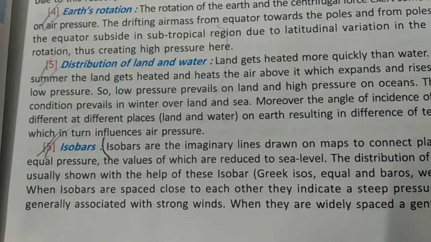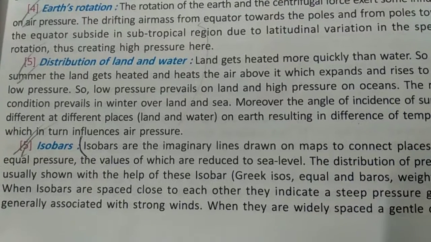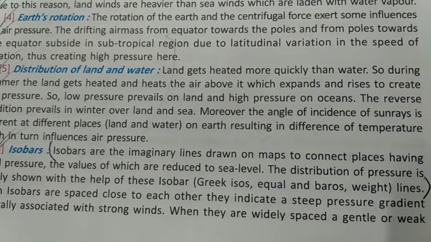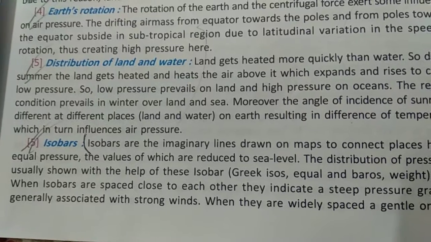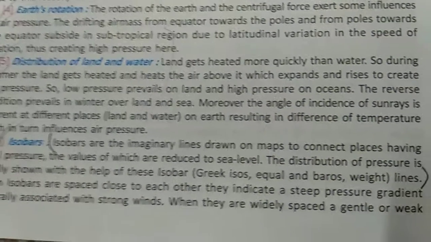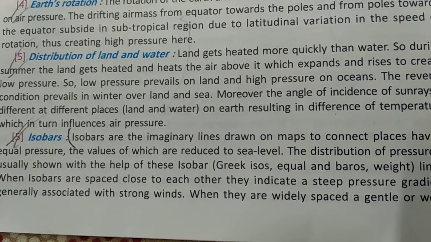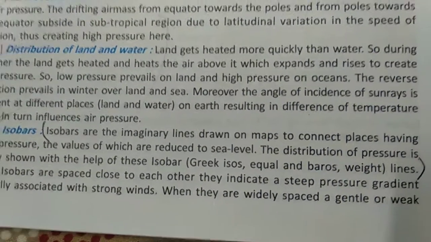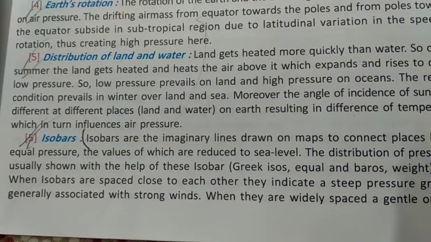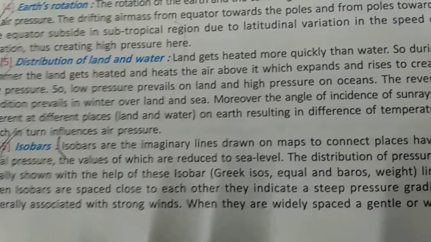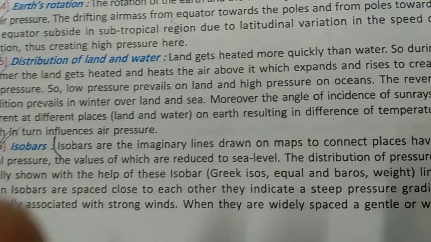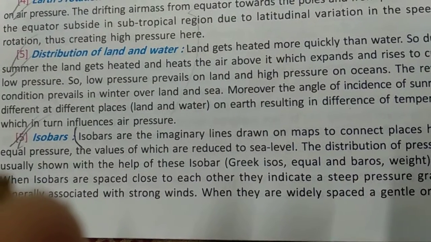Distribution of land and water: as we know, land heats up more quickly than water. So in summer, as the land gets heated, the hot air expands and rises to create low pressure. So low pressure prevails on land and high pressure on the ocean. The reverse condition happens in winter over land and sea. Moreover, the angle of incidence of the sun's rays is different in different places, as we have earlier studied, resulting in differences in temperature, which in turn influence air pressure.